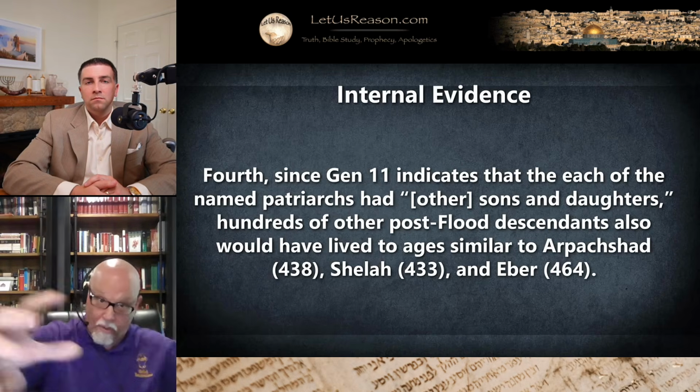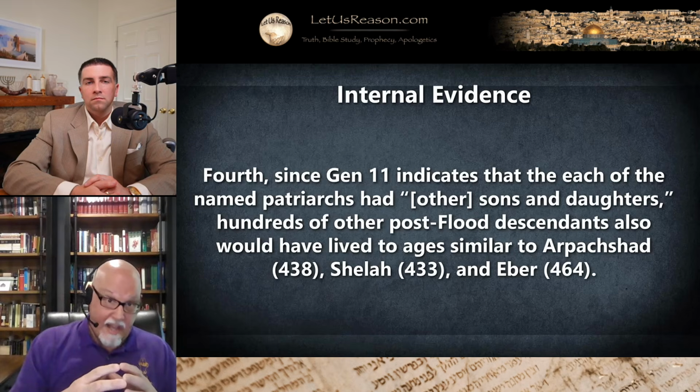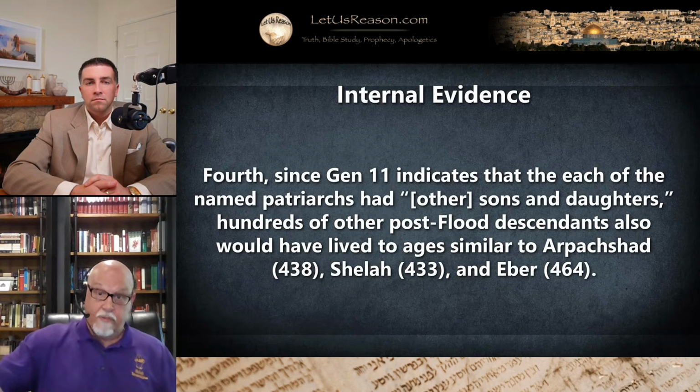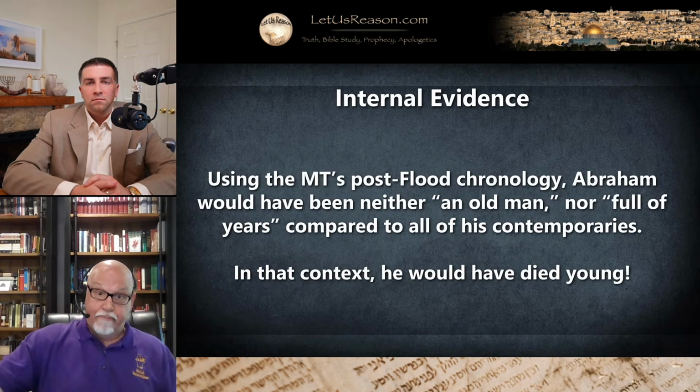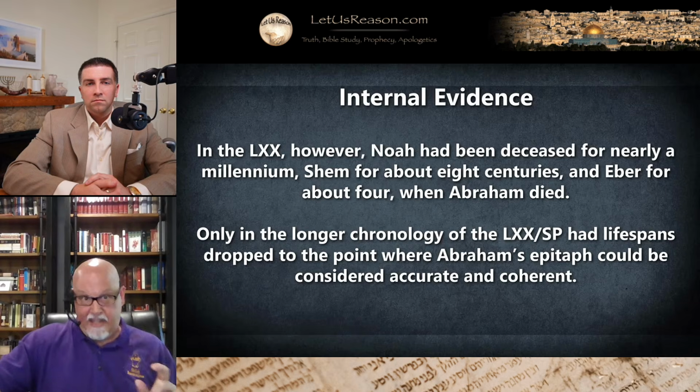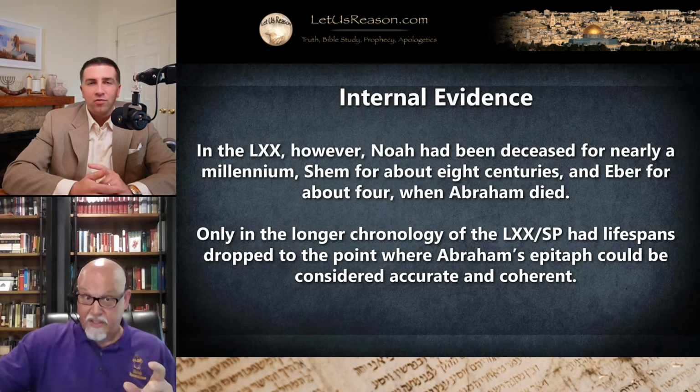So Abraham is swimming in a world in the Masoretic text of people who lived twice as old as him. And this just doesn't jibe at all with the description of his epitaph. He would have died young in the Masoretic text. And so to me, this is explicit evidence of an error that when the text was deflated, the rabbis didn't account for it. They didn't account for this. They accounted for lots of stuff.